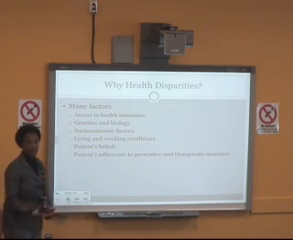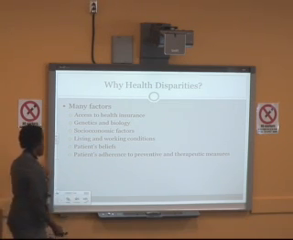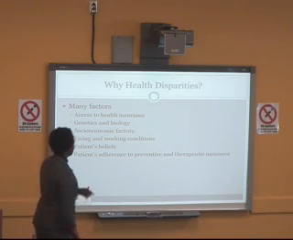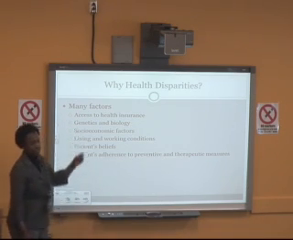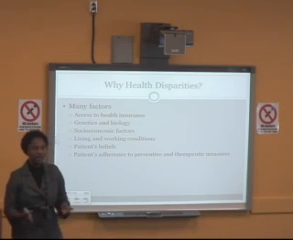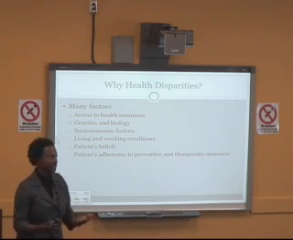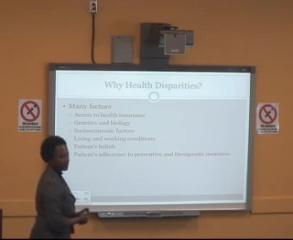Now Allison asked a good question. Why is that? Why do we have disparities? Here are some of the reasons. I told you we can come back to it. Access to health insurance. Everybody doesn't have insurance. If you don't have insurance, you're less likely to go to the doctor regularly to get checked.